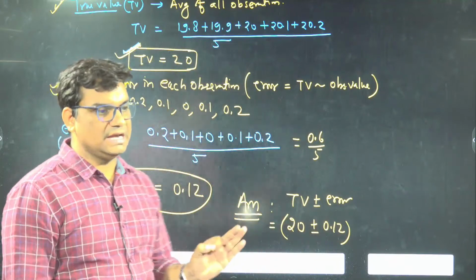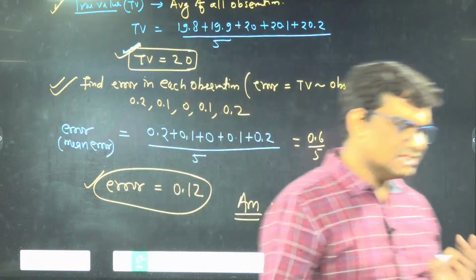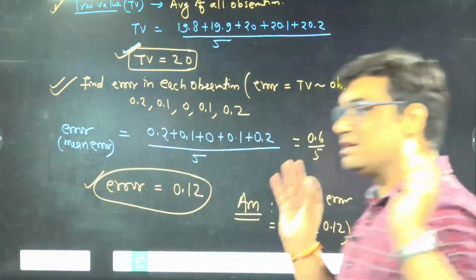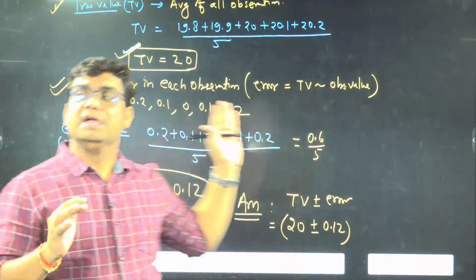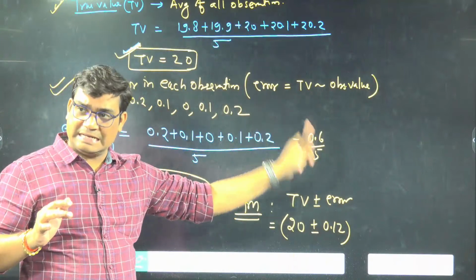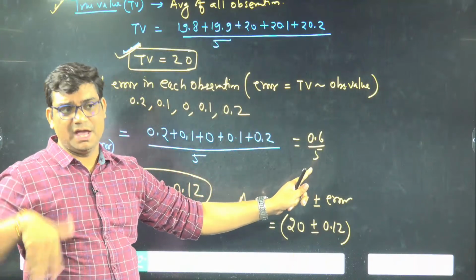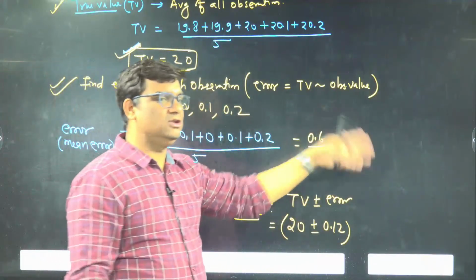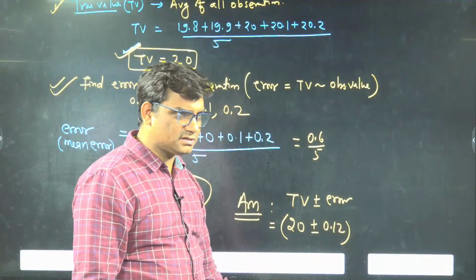If anywhere readings are given, can you find the answer like this? First, if readings are given, from all the readings we have to find the true value. After taking the true value, with respect to true value, we need to find error in each individual reading, individual observation. After that, we have to find the mean error, and then answer will be written as true value plus mean error. Clear this part?